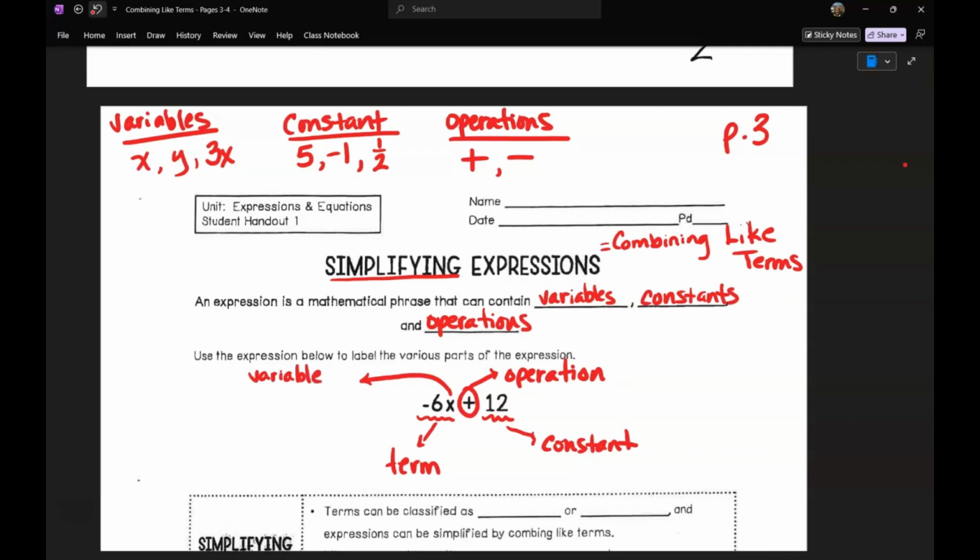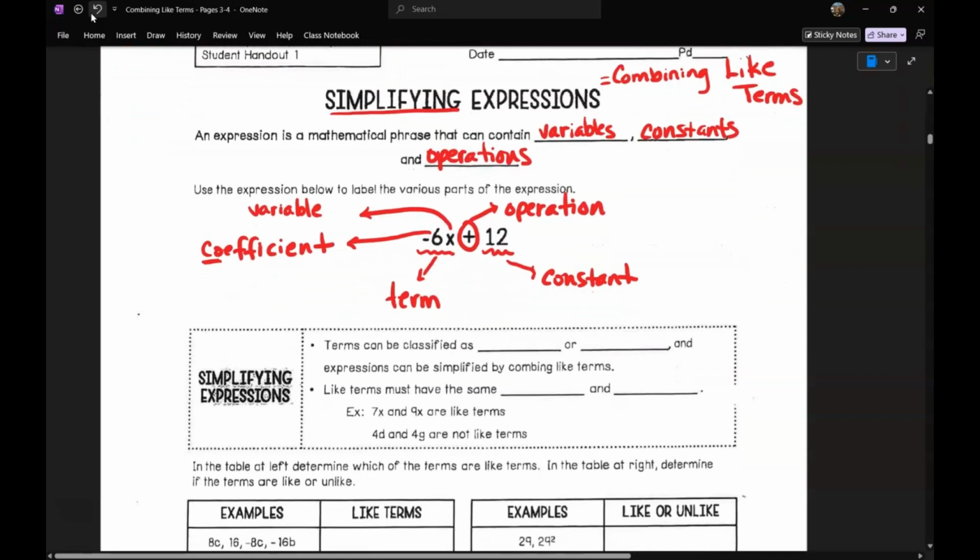And here's one more vocabulary. Any number in front of a variable is called a coefficient. C-O-E-F-F-I-C-I-E-N-T. We remember in English or language arts, anything that starts with a CO usually means with. So it's the number with the variable.